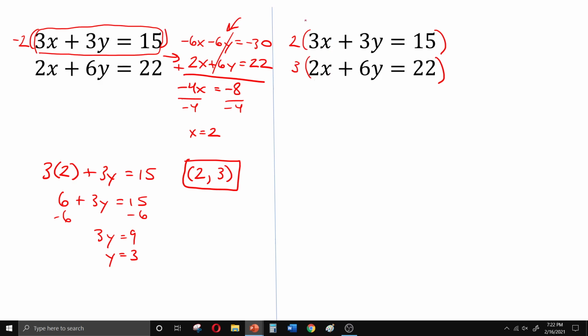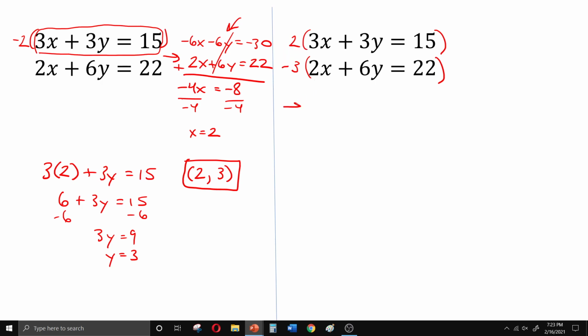Of course, that's going to give me 6 and 6. That doesn't help. Okay, I need that positive-negative pair. So I'm just going to pick one to be negative. Let's say I pick the bottom to be negative 3. But I could just as easily pick the top to be negative 2. It doesn't matter. So let's go ahead and do it this way.